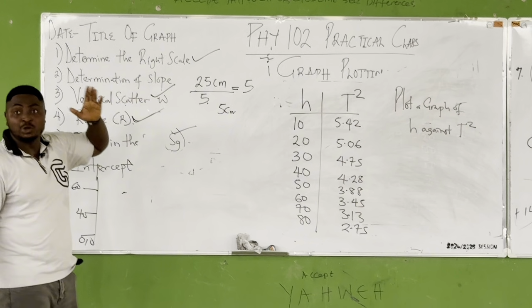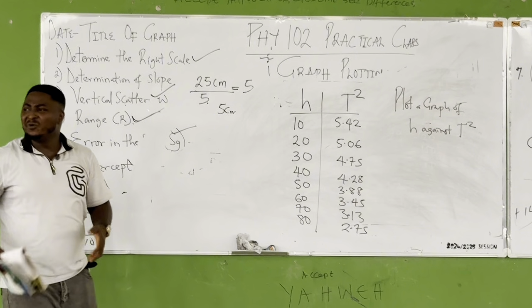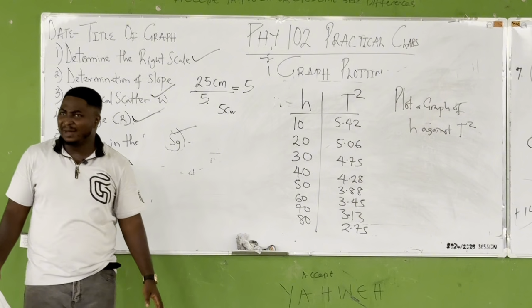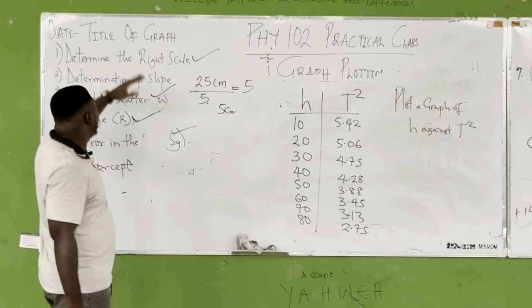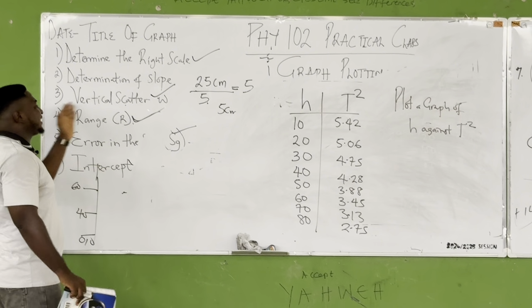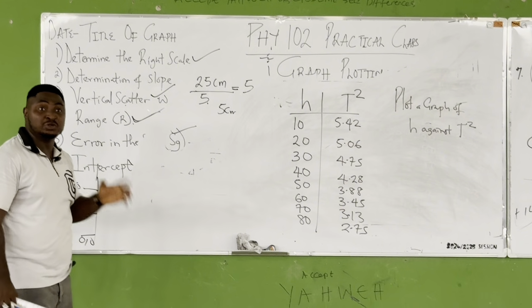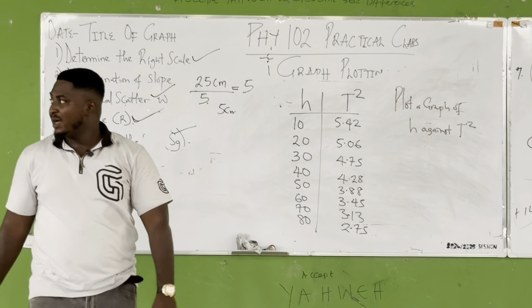Also title your graph as I told you. So let us practice, and when you get to the lab, nothing will faze you, right? You've already done everything in class. You won't start thinking, what will I do in the lab? You know what to do. Put your date, your title. Determine your right scale, slope, vertical scatter, range, error in the slope. And does your graph pass through the x or the y axis? Find the intercept on either the x or the y axis.